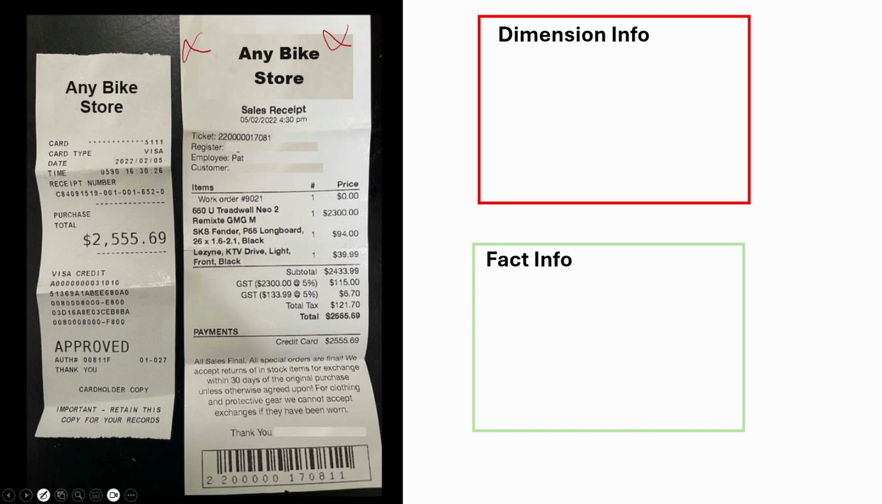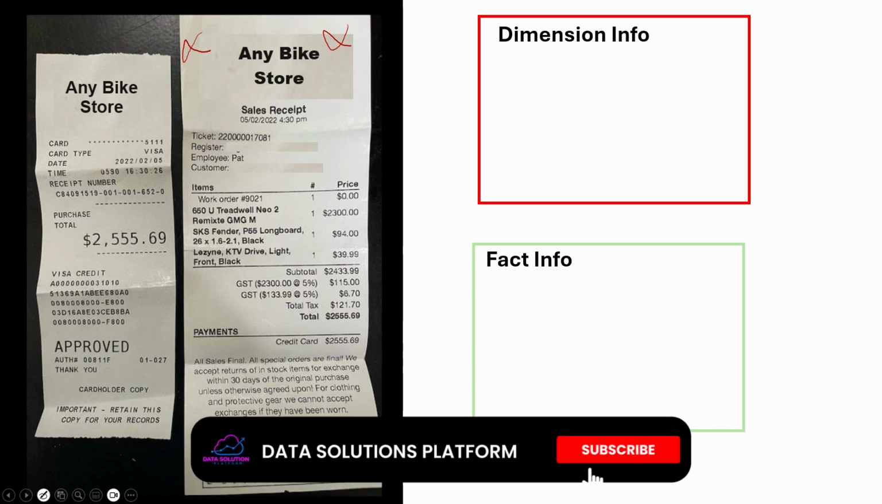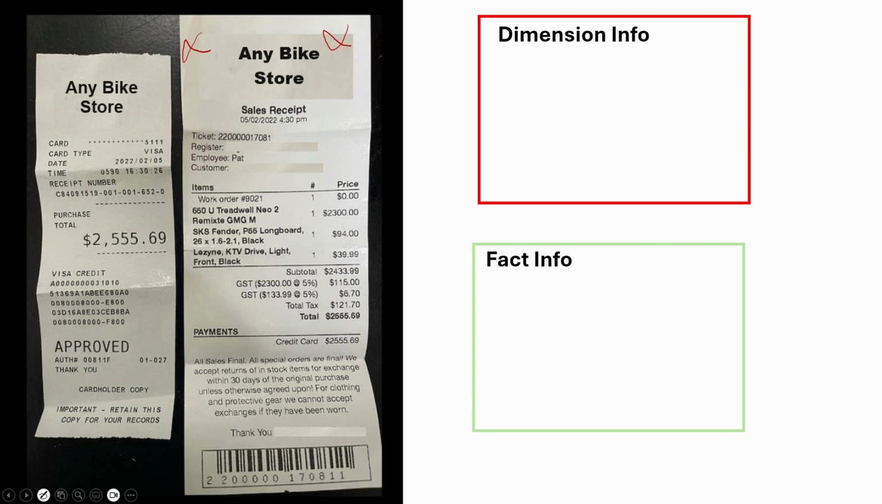And within this receipt, based on the information I just provided to you, I want you to try to identify information that we can categorize as dimension data or fact data. Pause the video, do the exercise yourself, and then come back to the video. Now, I assume you've done that, so let's continue here.